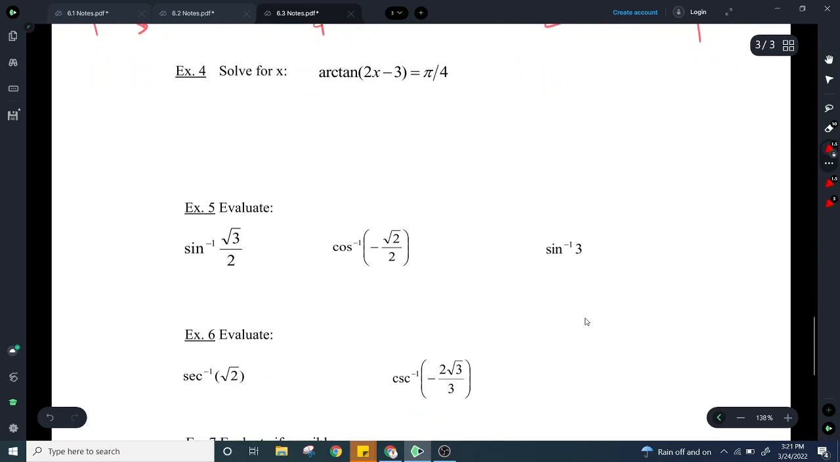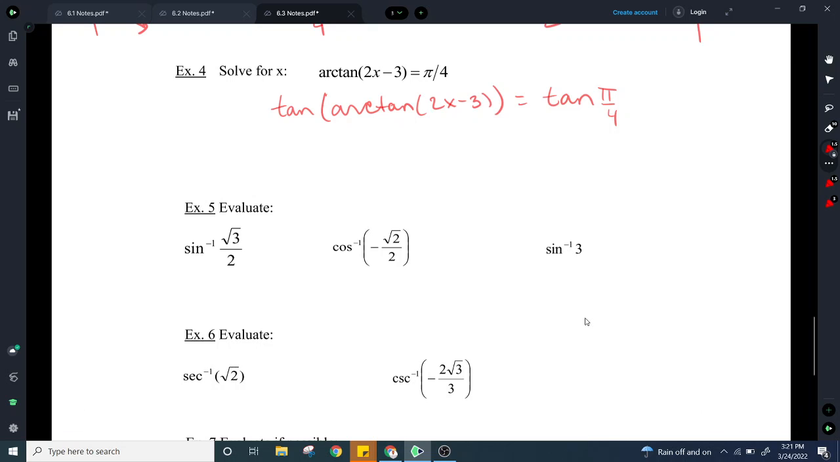Number 4, it says to solve this equation. So it's an arctangent. And remember, inverse functions undo each other. So what you can do here is some algebra, and literally take the tangent of both sides. So if I take the tangent of arctan of this expression, and I set that equal to tangent of pi/4, these will undo each other and just leave you with 2x minus 3. So 2x minus 3 equals tangent of pi/4.